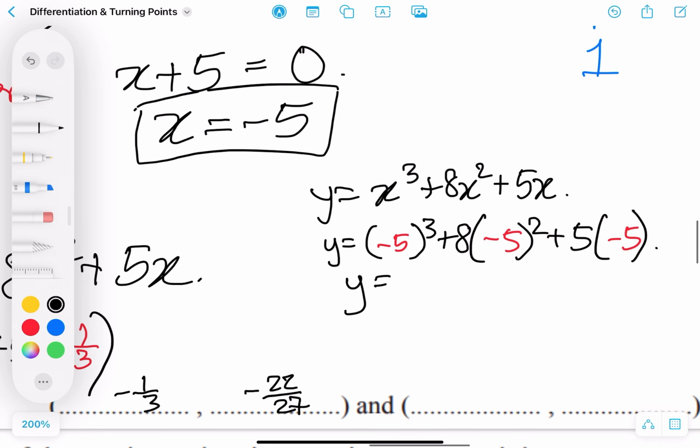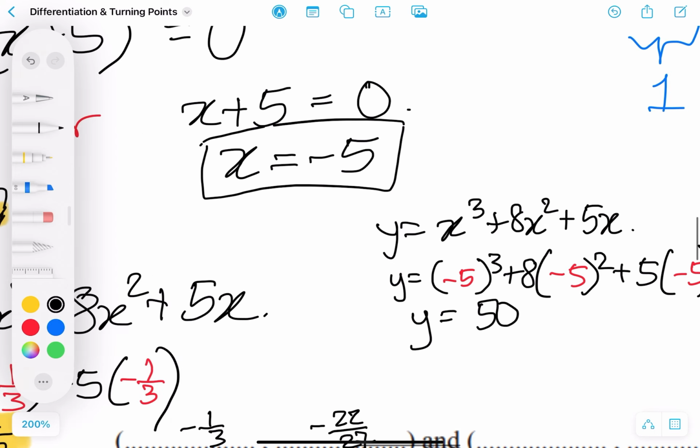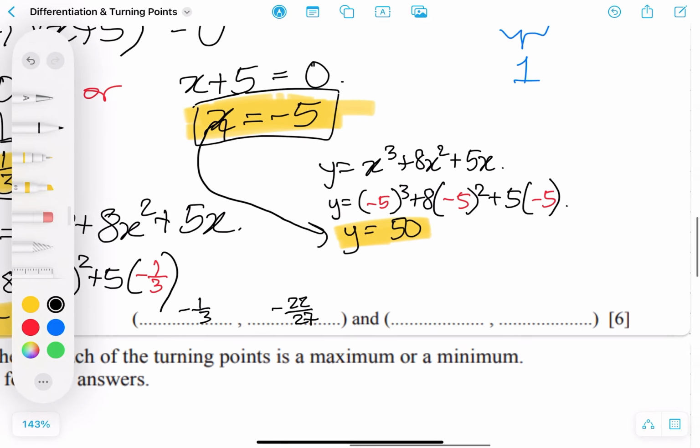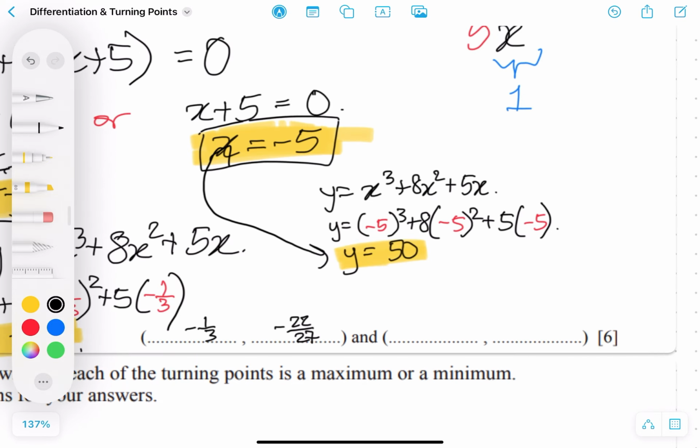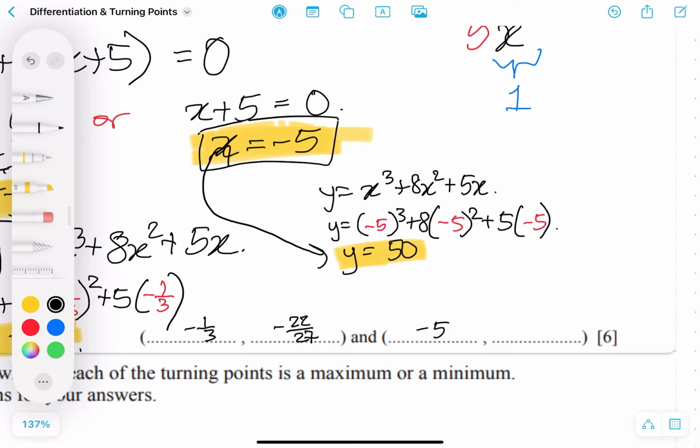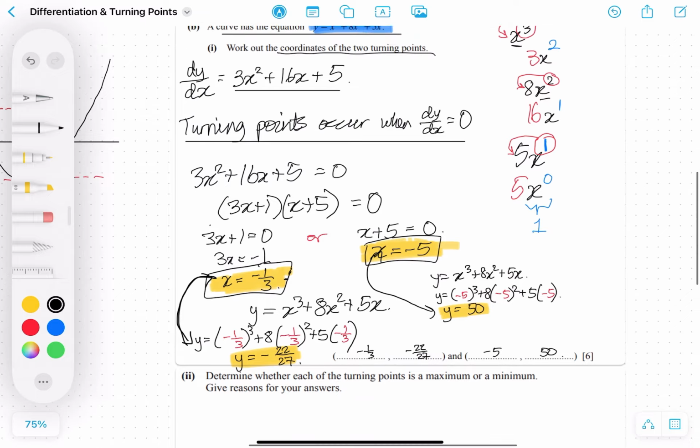And after you put this into your calculator, you'll see that you get a y value of 50. So therefore, we have found the second coordinate pair of the second turning point, negative 5 and 50. Therefore, the coordinates of the other turning point, the second turning point, is negative 5, 50. So that's the first question done.